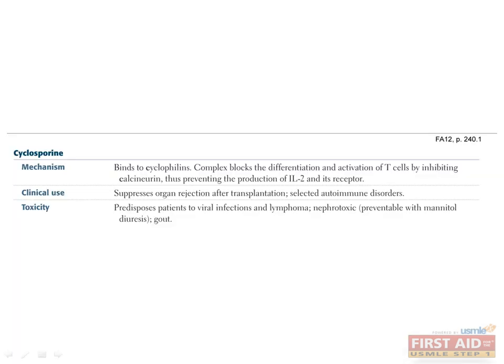This classic immunosuppressant blocks the differentiation and activation of T cells by inhibiting calcineurin, a molecule integral to the production of IL-2 and its receptor. More specifically, cyclosporin exerts its action through the binding of cyclophilins. Like other immunosuppressants, this medication renders the patient more susceptible to certain disease states. In this case, the recipient is more prone to viral infections and lymphoma due to the suppression of T cell activation and surveillance that normally defends the body.